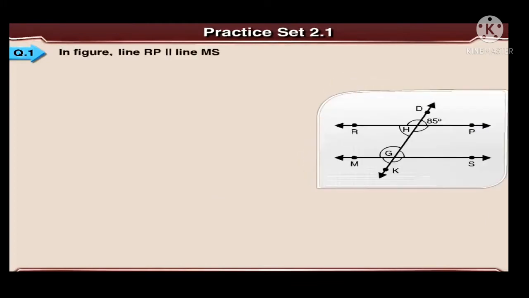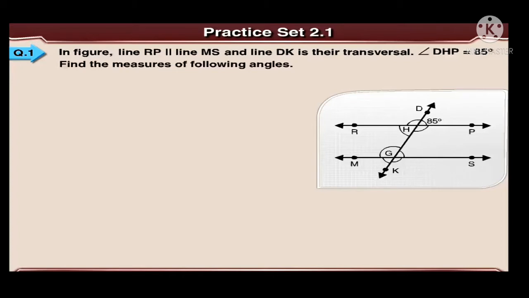Practice set 2.1. Question number 1. In the figure, line RP is parallel to line MS and line DK is their transversal. Angle DHP is equal to 85 degrees. Find the measures of the following angles.